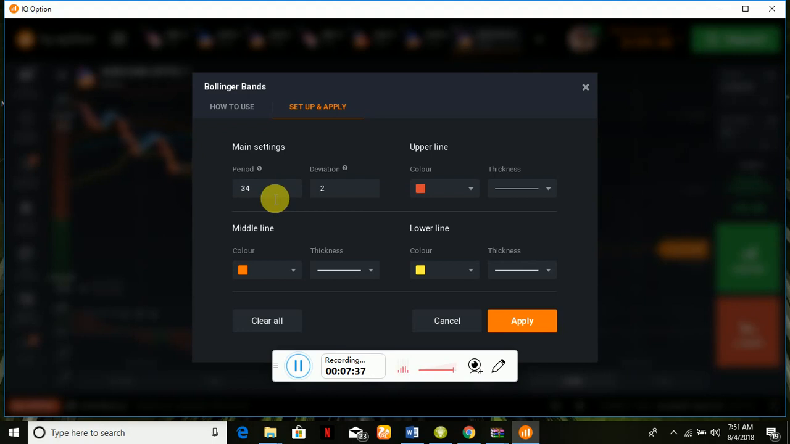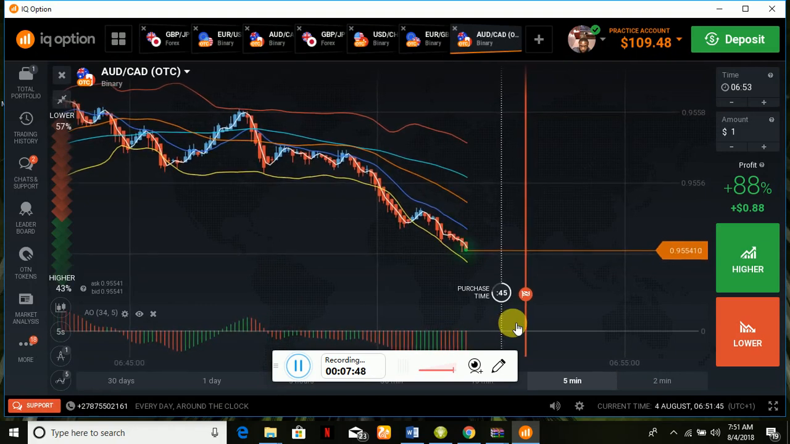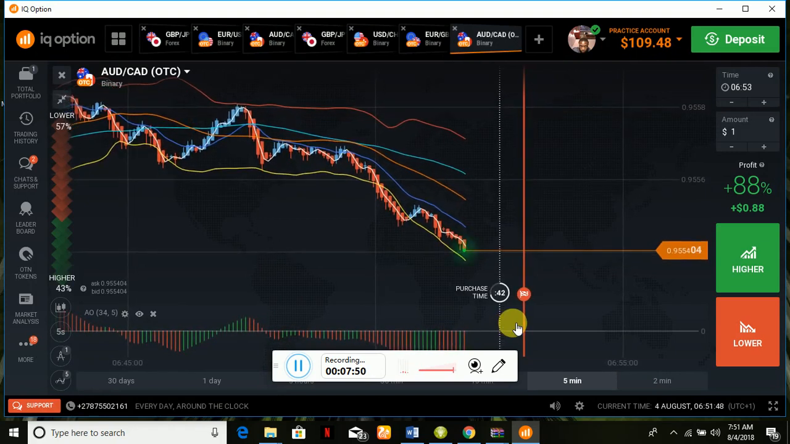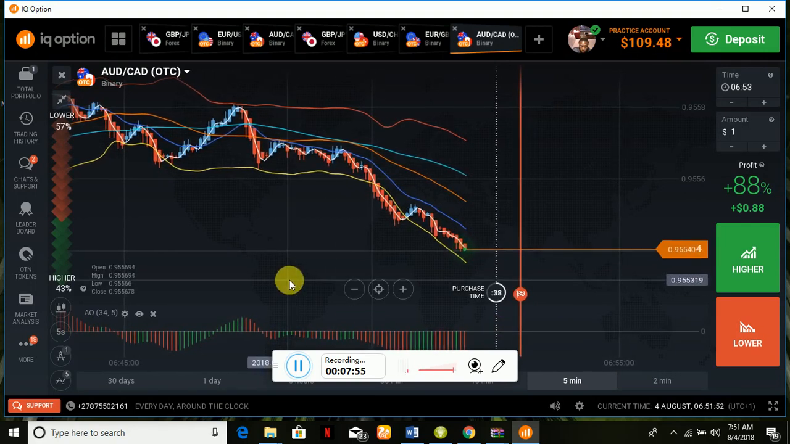I think when you apply them on default setting, it's going to be 14, but you're going to change it to 34 and your deviation to 2, and then apply. Leave everything else the way it is. So now we're going to start.